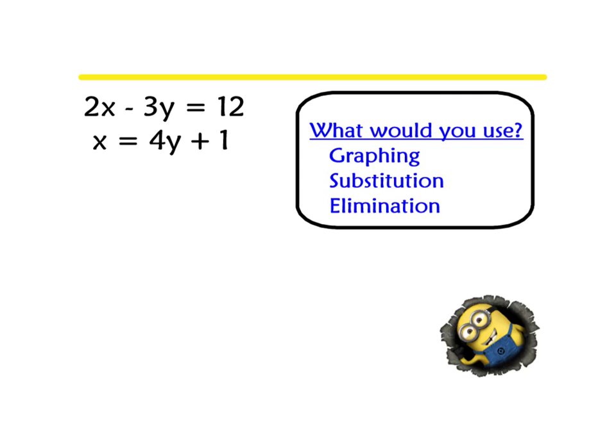Try this next example, so use your flowchart, try to figure out which method you should use. If you look at your flowchart, the first question is, are both equations solved for y? And no, neither of them are. The second question is, is one variable isolated? And so if you look right here, I have x equals 4y plus 1. So yes, one variable is isolated, so you would solve using substitution.